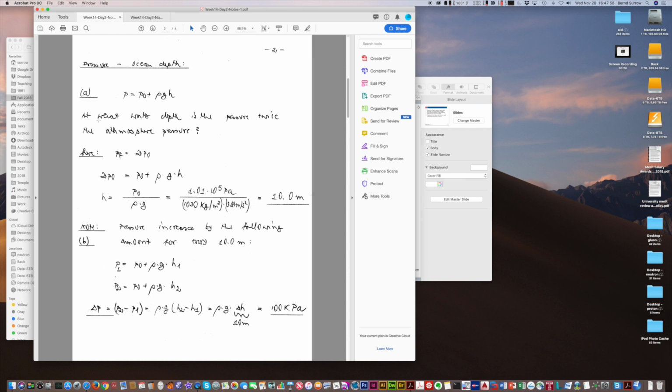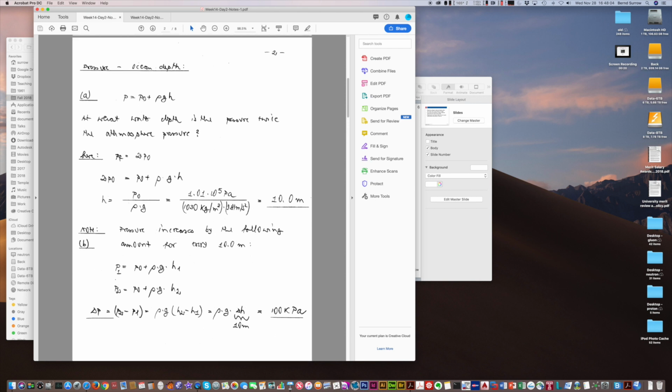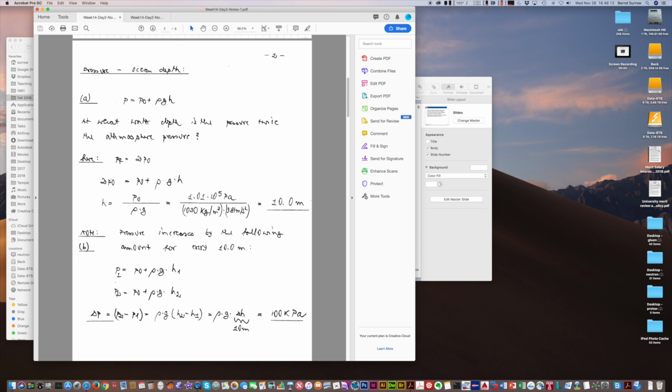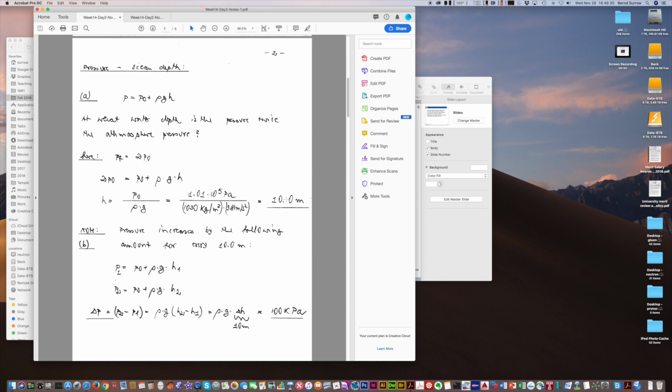At what water depth is the pressure twice the atmosphere pressure? Let's take the atmosphere pressure as P naught. How deep do you have to go below the water surface such that the final pressure P is twice as large? Therefore you have 2 P naught equals P naught plus rho g h, and let's solve for h. Therefore h equals P naught over rho g, taking the water density, g, and P naught the atmosphere pressure. If you plug this all in, you come to 10 meters. That means if you go 10 meters below the water surface, the pressure increases to twice the atmosphere pressure.